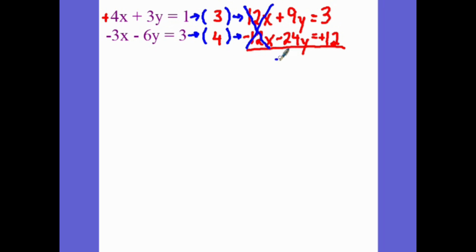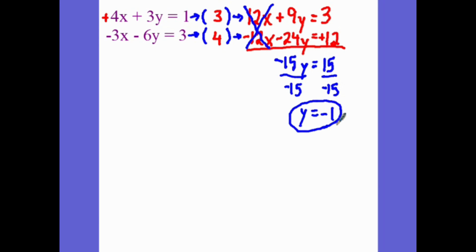Now, this gives us negative 15y equals 15. This is an easy one to solve. Negative 15 is touching the y, and that's gross. So we divide by negative 15. I get y equals negative 1.